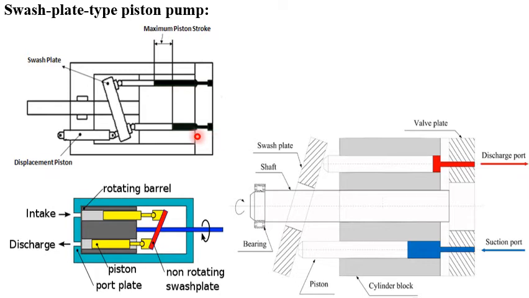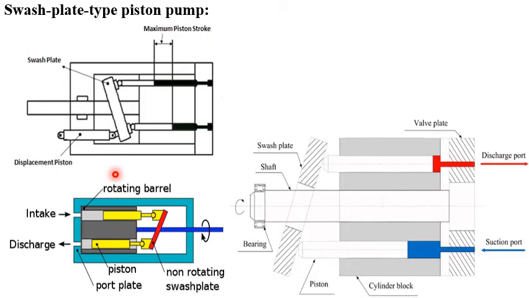Or suction stroke takes place. When the piston passes to the outlet, the delivery stroke takes place. The working is similar to a reciprocating type of pump. This type of pump can also be designed to have variable displacement capacity.